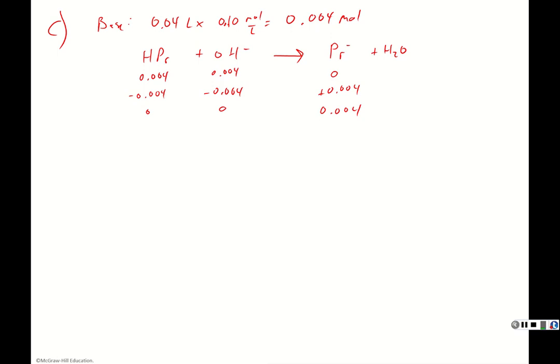So if we wanted the concentration of our conjugate base, it's just going to be the number of moles we have of it divided by the total volume, which in this case is 40 milliliters to start, and we've added 40 milliliters of our strong base, so 80 milliliters total. So our concentration now is 0.05 molar.